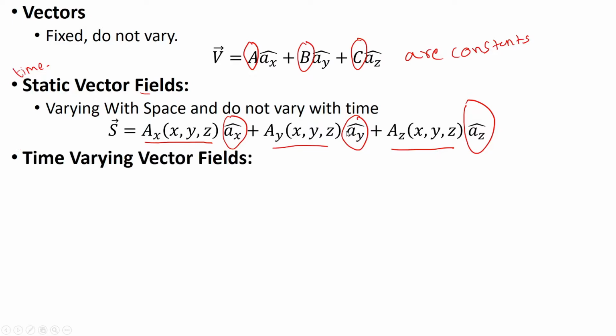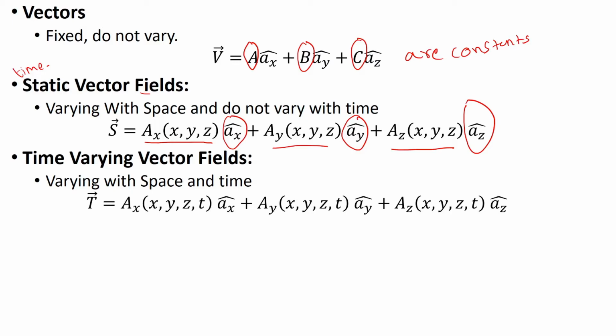Similarly, we have started our discussion on time varying vector fields. That is, these vector fields vary with both space and time. The form they take is this. Here, you may identify the difference between S bar and T bar. The Ax in S bar is dependent only on x, y and z, whereas Ax in T bar is a function of x, y, z and time t. So this is the difference between a time varying vector field and a static vector field. That is, they do change with time, whereas static vector fields don't change with time.